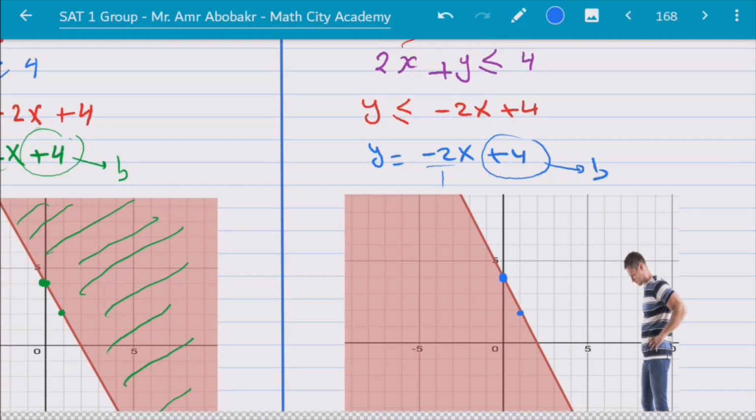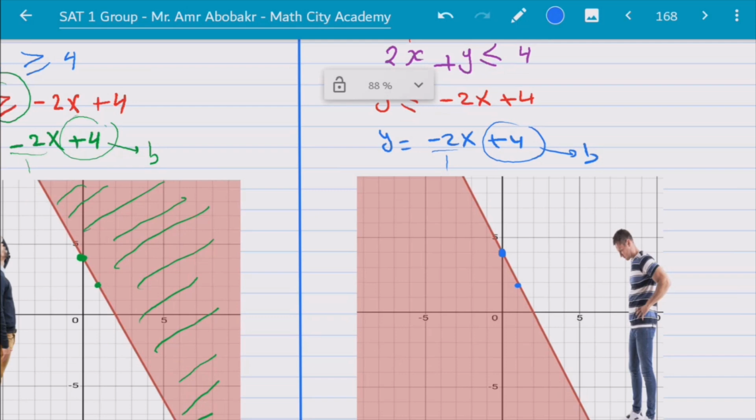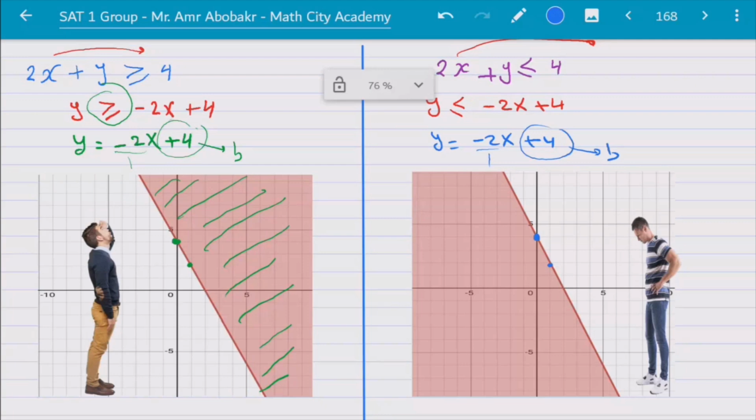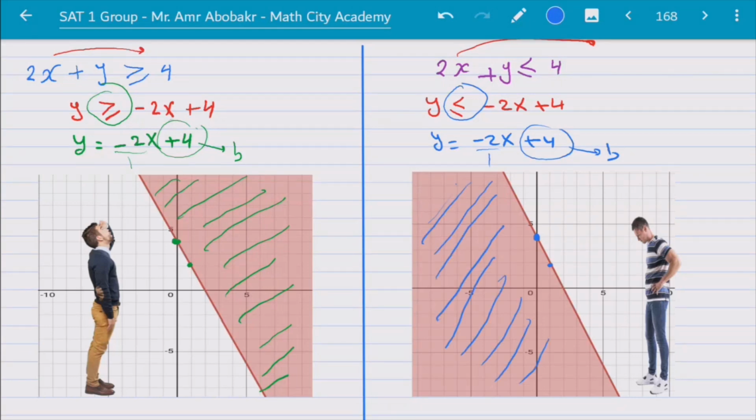The next step, make a line. Okay, after we make a line, which area will we color? We have a smaller than. So, like the man that looks down to the line, I color the area which lies down to the line.